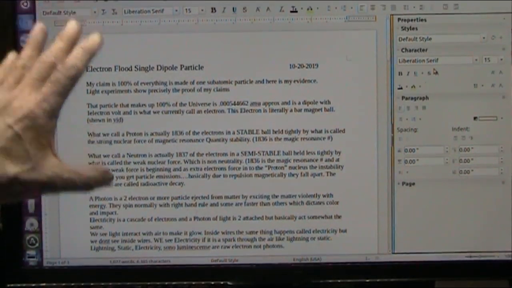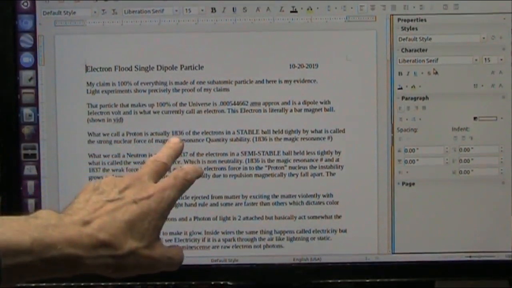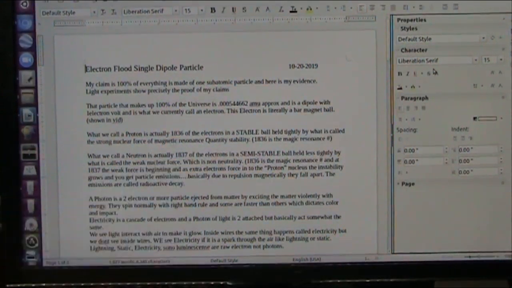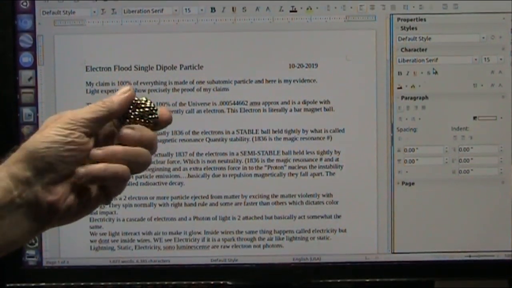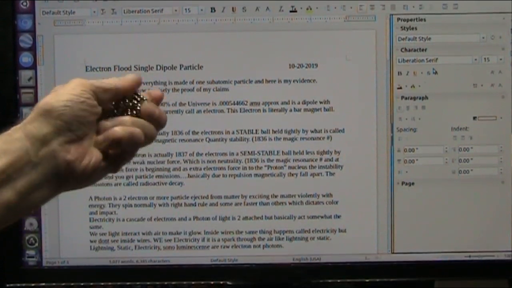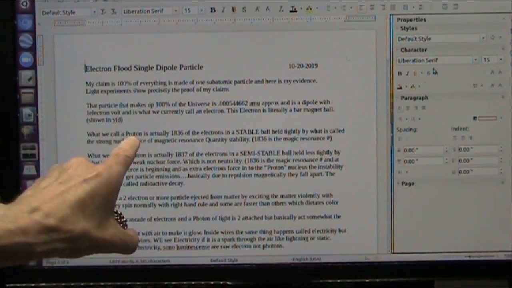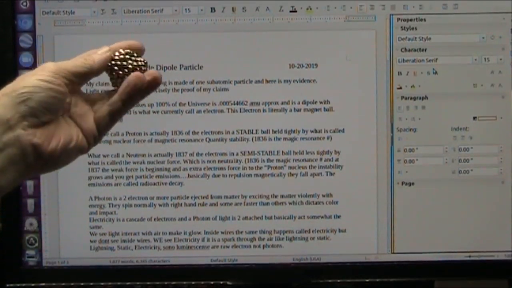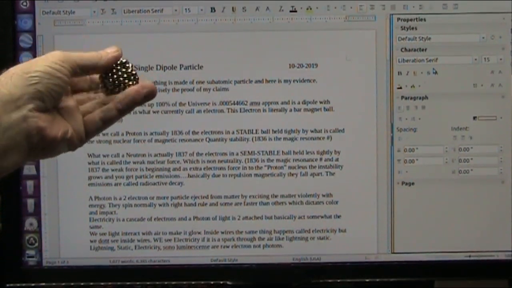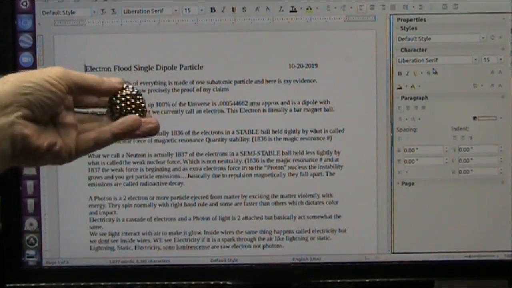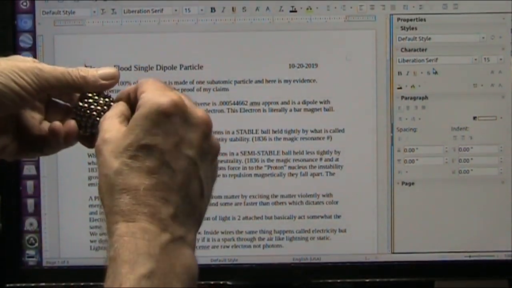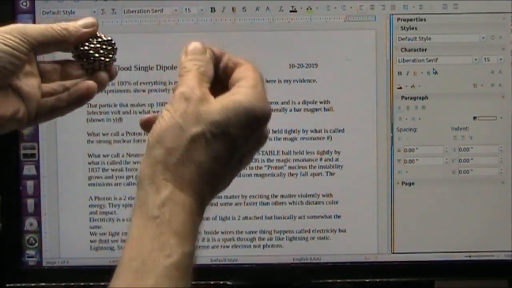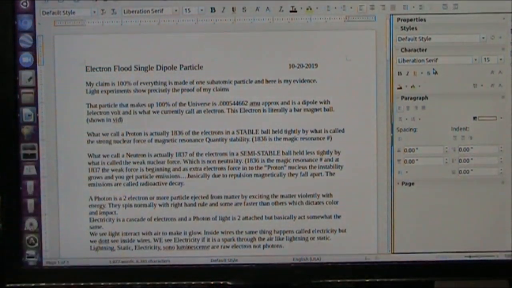Now, if you read the paper, it says there's 1,836 of these electrons. Every one of these particles would be an electron; 1,836 of them make a proton, 1,837 make a neutron. Then they all glob together and they create the nucleus, and then some of these additional particles go in their orbits around. Now, I am going to demonstrate this.